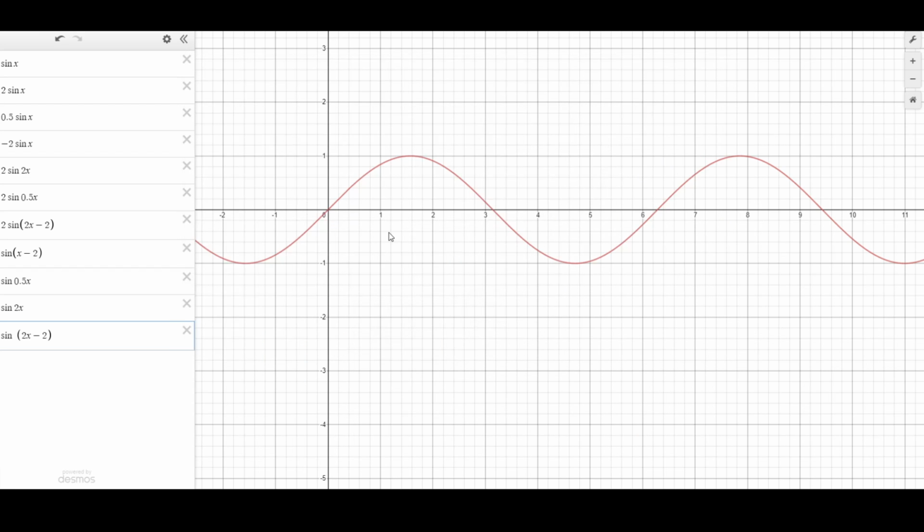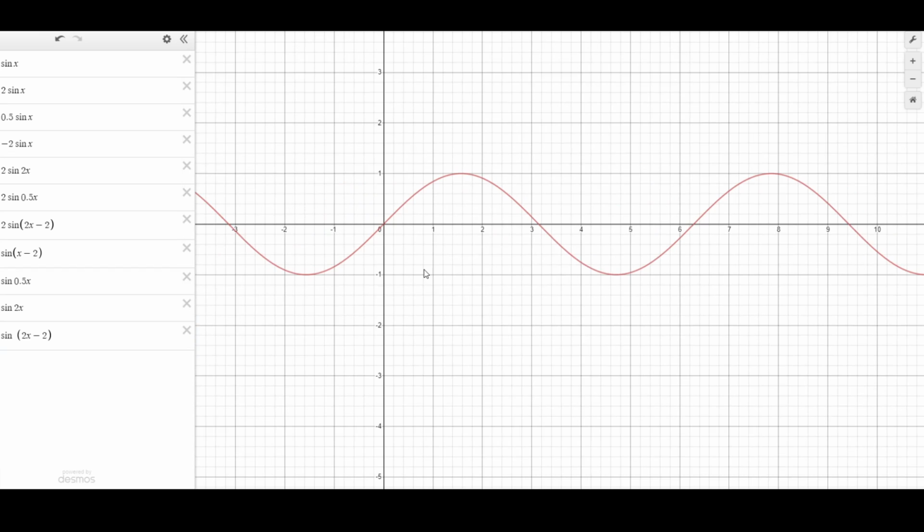Okay, hello everyone. This will be a lesson about the transformations of trigonometric functions. So we are going to demonstrate here what the effects of the different transformations are. We will use the sine function for this. This is the basic sine function, y is equal to sine x. Now we will be introducing some transformations, and we will observe what the effects are.